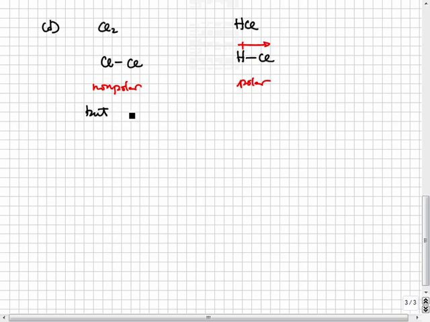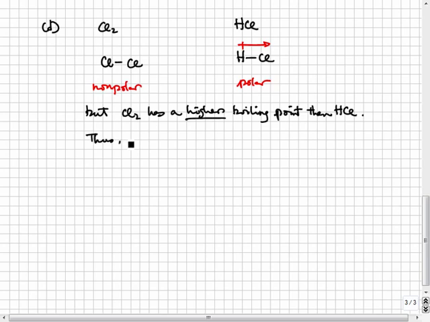But the problem tells you that Cl2 actually has a higher boiling point than HCl. This must mean that while HCl has dipole-dipole forces between them in addition to dispersion forces, the dispersion forces among Cl2 molecules are actually stronger. In general, the larger the molecule, the stronger the dispersion forces among them. So Cl2, being larger and having more electrons, can have significantly stronger dispersion forces than HCl.